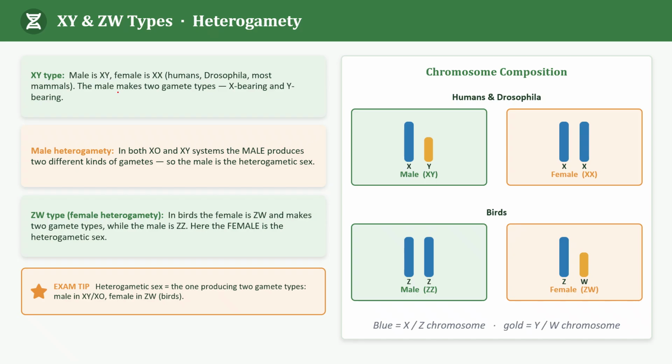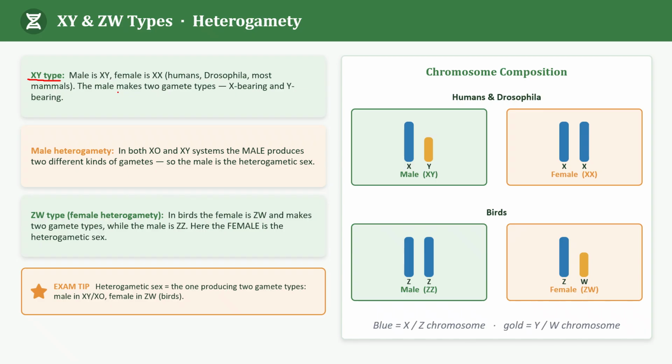Next we are going to see XY type and ZW type, that is heterogamety. Scientists later found that not all animals follow the XO system. Two other important systems are XY and ZW. Let's see the XY type. It is seen in humans, Drosophila melanogaster and most mammals.